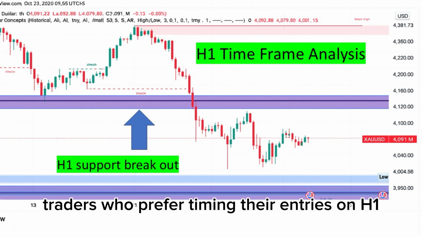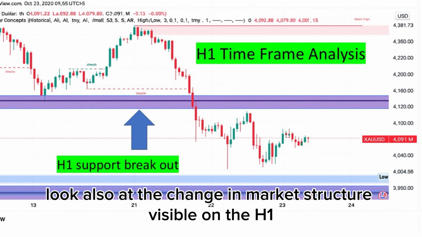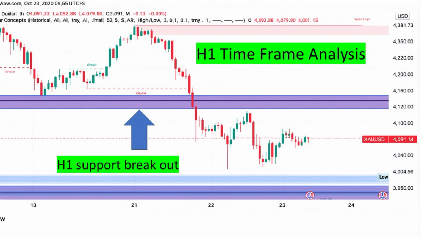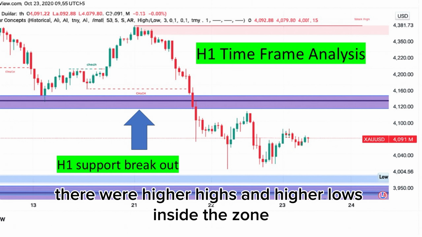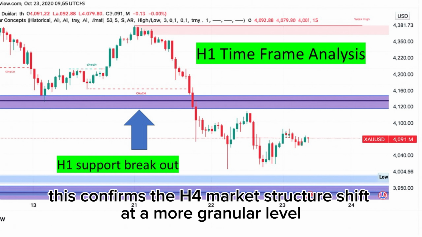Traders who prefer timing their entries on H1 would watch for those retest rejections to enter shorts. Look also at the change in market structure visible on the H1 before the break. There were higher highs and higher lows inside the zone, but after the breakdown, H1 starts to form lower highs and lower lows. This confirms the H4 market structure shift at a more granular level.